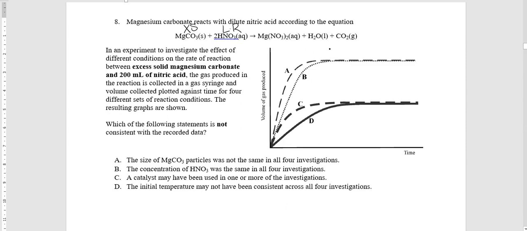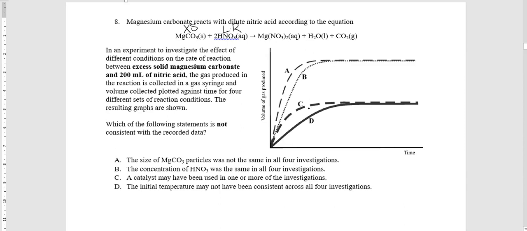So you're collecting carbon dioxide gas produced and then plot it against time for 4 different sets of reaction conditions. But you don't know what is being varied here. Which of the following statements is not consistent with the recorded data? So which of the following cannot be the change, I guess?